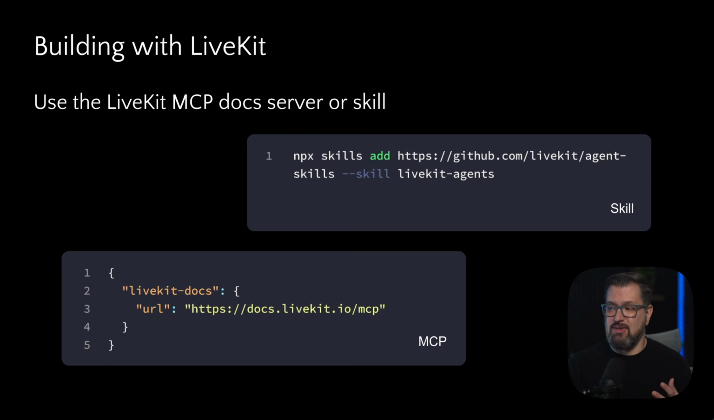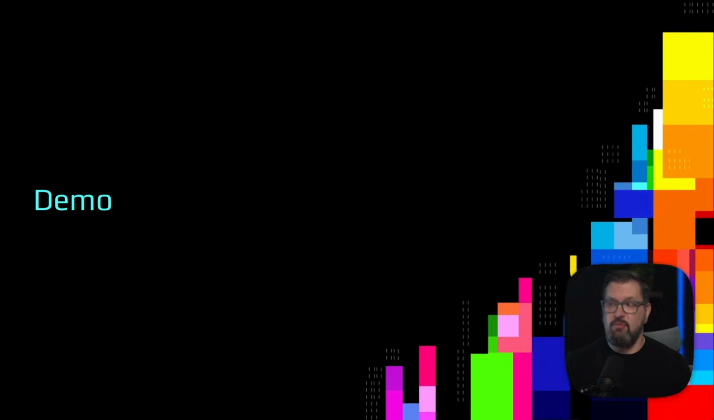Now, as you're building with LiveKit, this is, I think, in my opinion, the most important slide here. Please use our LiveKit MCP docs server or the skill to make sure that you are using the most up-to-date context. We ship new features at LiveKit almost every week, and our docs are amazing. They're always up to date, but your agent doesn't know this. And so your coding agent needs the most complete context to build accurately with LiveKit. So I prefer the MCP server. It's amazing.